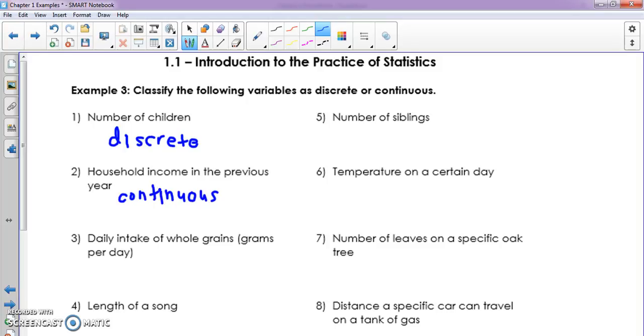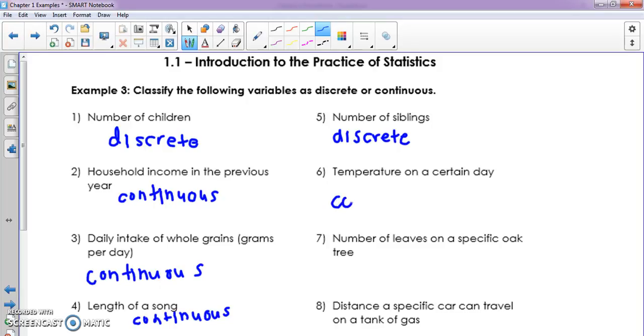The daily intake of whole grains. So here we're going to measure grams, so that would be continuous. The length of a song. So we're talking about time here, so we measure time, so that is also continuous. The number of siblings, so here we can count those. So since we can count, that is discrete. The temperature on a certain day, we measure temperature, so this is continuous.